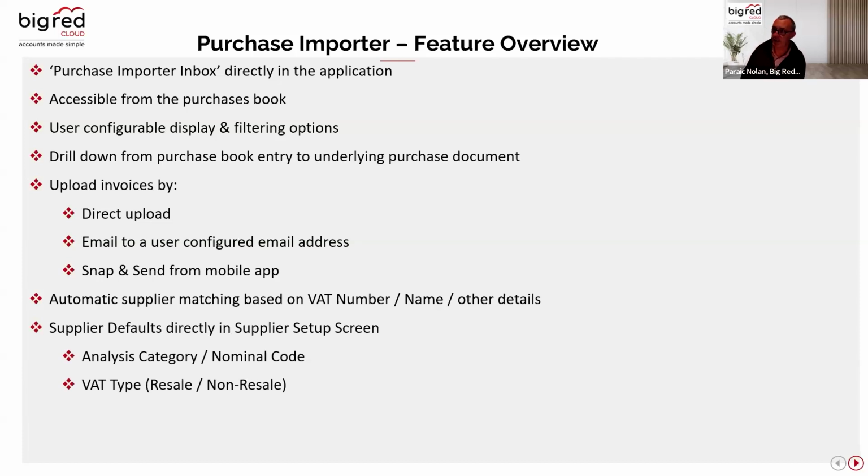You have supplier defaults, so you have analysis category, nominal codes, and VAT types, which means that for the most common use cases per supplier, the system knows exactly how to code it for you.